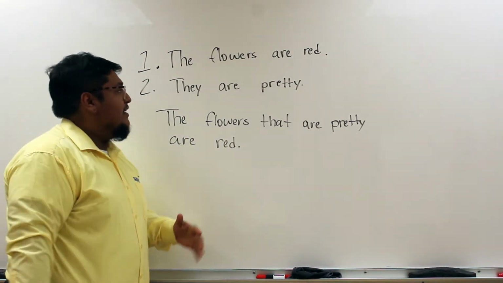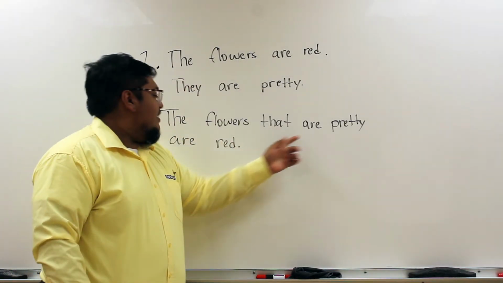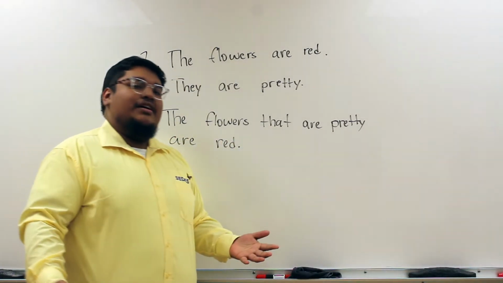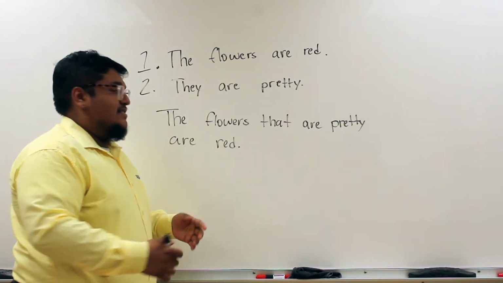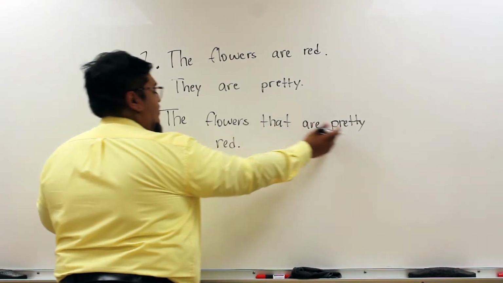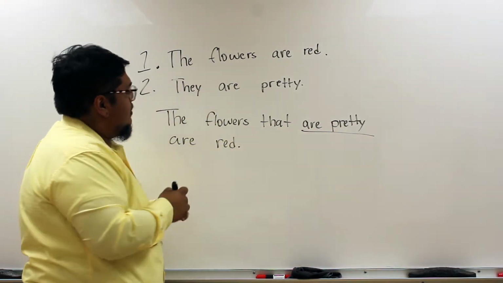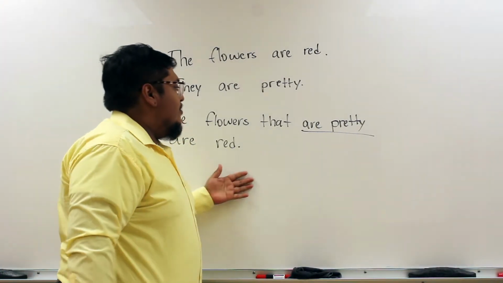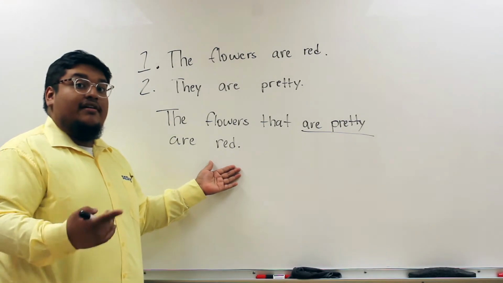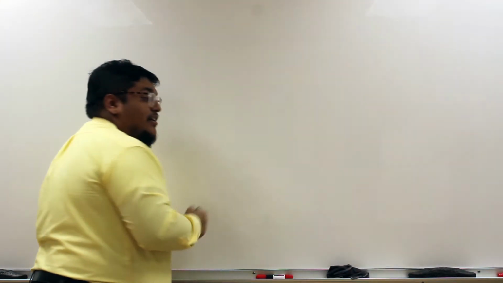Remember, when we want to combine them, you don't say they anymore. The flowers that are pretty are red. Good. So we use the word that to combine these two sentences, right? Because the flowers that are pretty, right? What about them? Are red. It's letting us know the description. They're not only pretty, but they are red. Good. Let's look at another example.